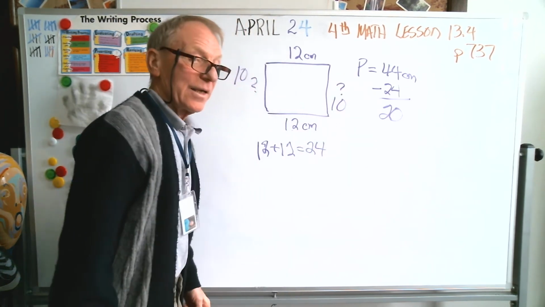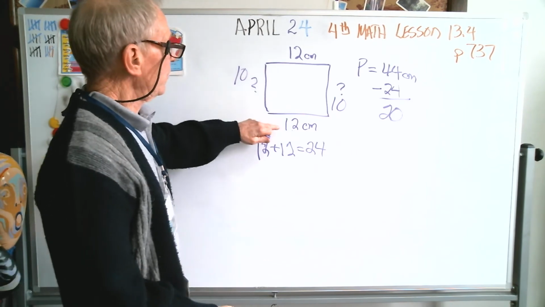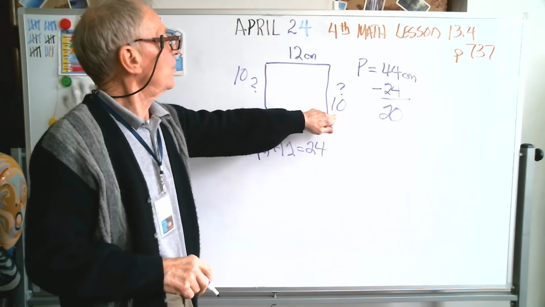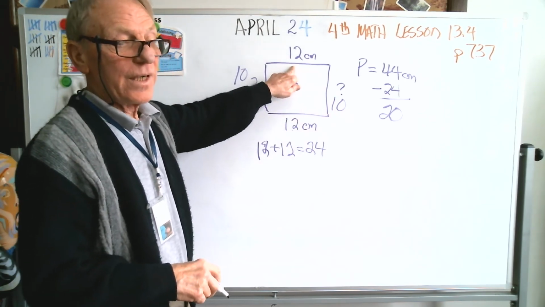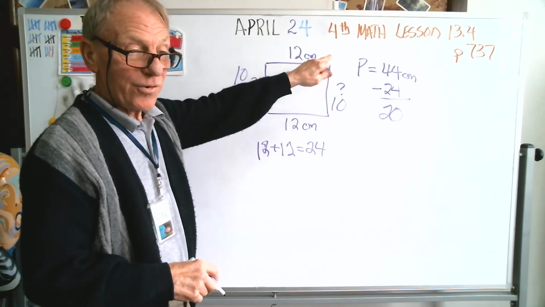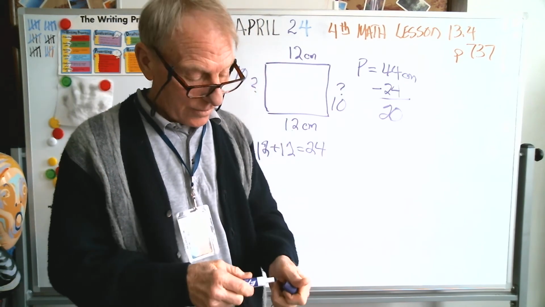Now, how do you check that? Add them all together. 10 plus 12 is 22, plus 10 is 32, plus 12 is 44. Does that match the perimeter we were given? If it does, then you've got the right answer.